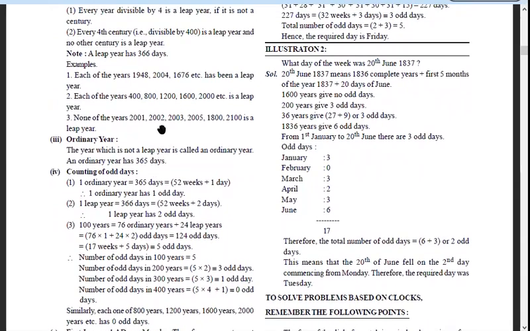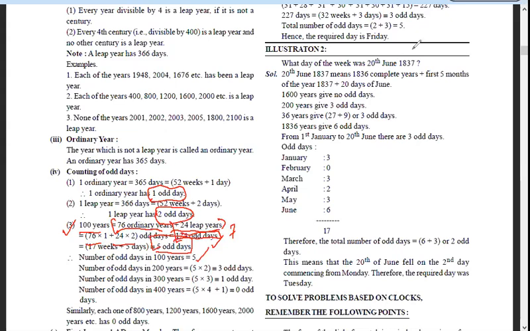So what can be asked? You may be asked to find the number of odd days in 100 years or 1000 years or 75 years. Can you do that? Tell me, can you do that? For example, see here, number of odd days in 100 years. We know that in 100 years, we have 76 ordinary years and 24 leap years, right everyone? Now, in ordinary years, how many odd days do we have? In an ordinary year, we have only one odd day, but in a leap year, we have two odd days. So total number of odd days will be 76 into 1 plus 24 into 2, so 124 odd days. Now you have to divide this again by 7, so you will get 5 odd days. So in 100 years, total number of odd days is 5.